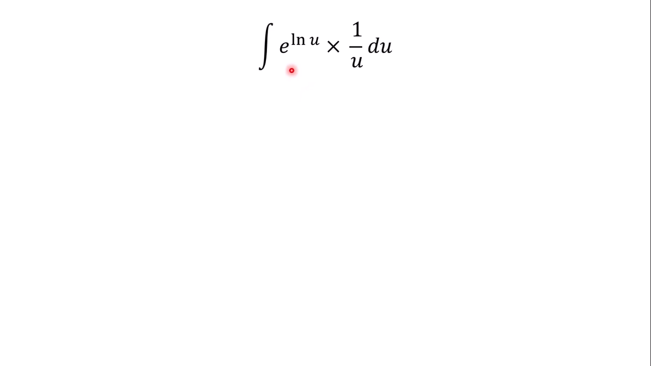Now we made substitution, so the integral has now become the integral of e to the power ln u times 1 over u du because of the substitution. So here, when the base and the base of the natural log are the same, they cancel out, and whatever will be left is the answer. So the base of this natural log will cancel out with this e, and it will be left with u.